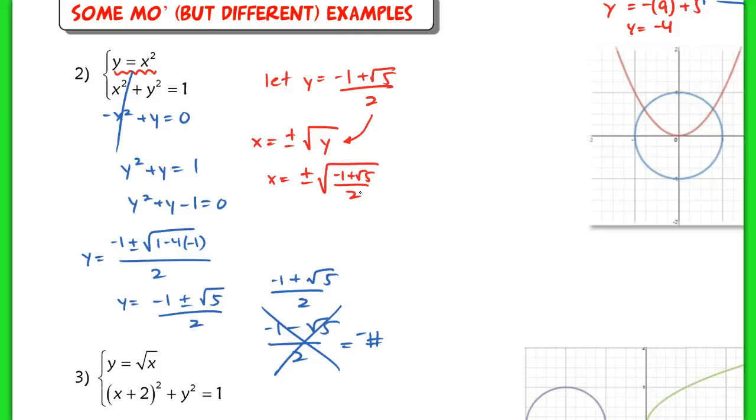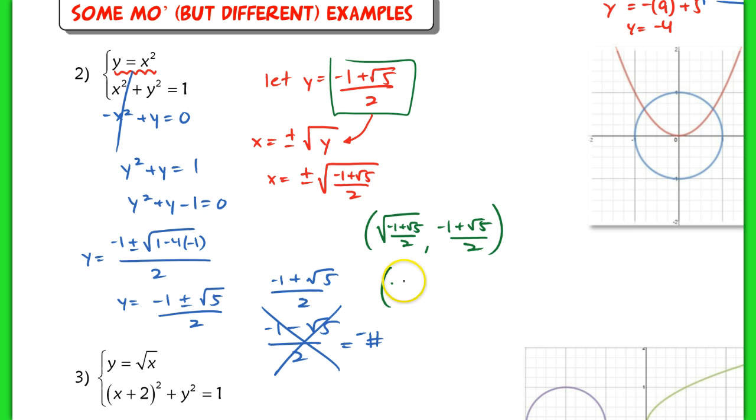That's the positive here. So when I write my coordinates, I have positive square root of -1 plus root 5 over 2, comma, the y variable, which was just the positive value here, -1 plus root 5 over 2. And the other coordinate would be a negative square root of -1 plus root 5 over 2. And the y value is still the same, -1 plus root 5 over 2.